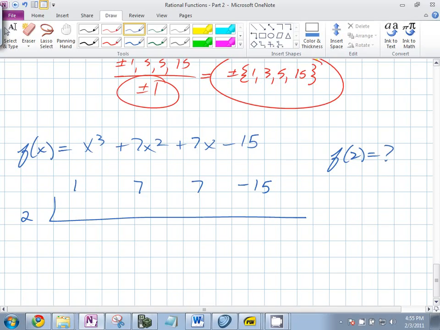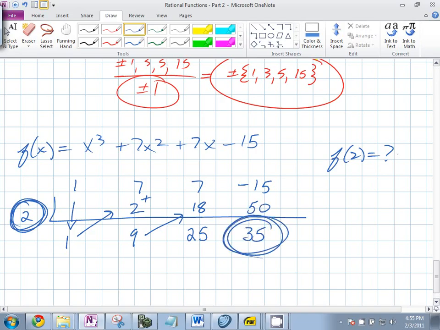Well, if I plug in 2, then what you do is you bring down the 1 and you multiply by this number right here. You get 2. You then add, you get 9. You multiply by 2 again, you get 18. You add, you get 25. You multiply, you get 50. And you add together and you get 35. This last number is the answer to this equation. f of 2 is 35.